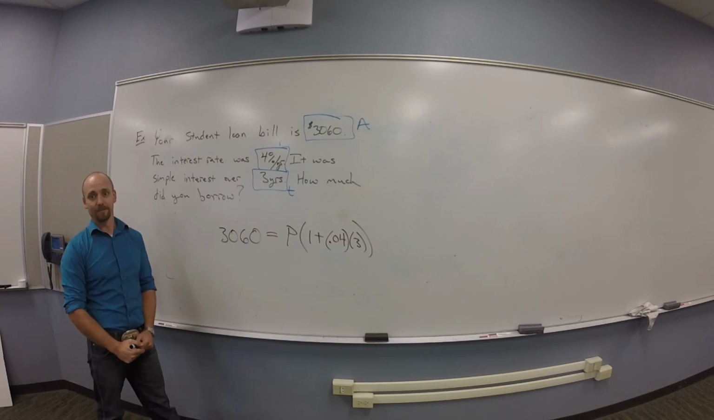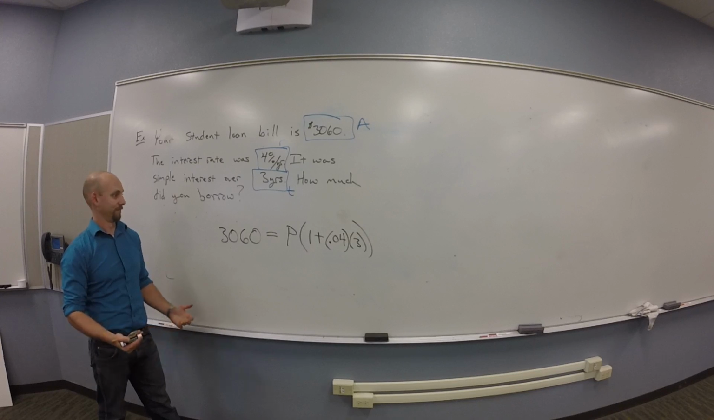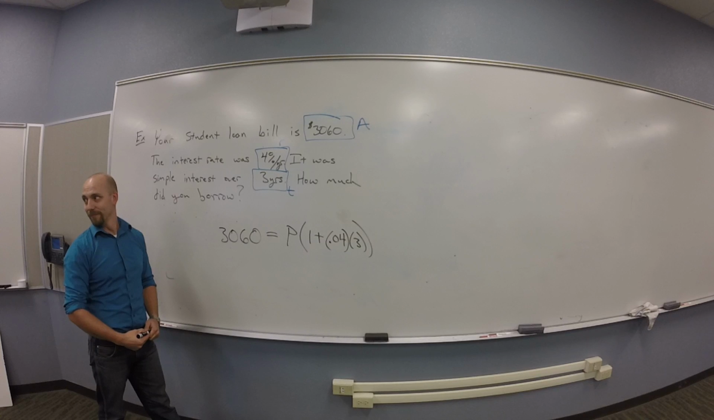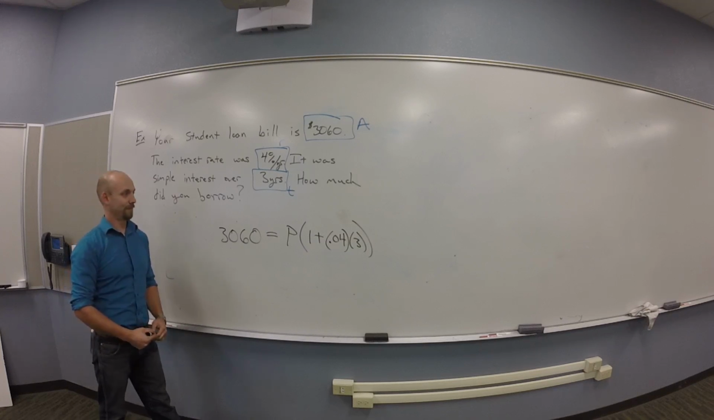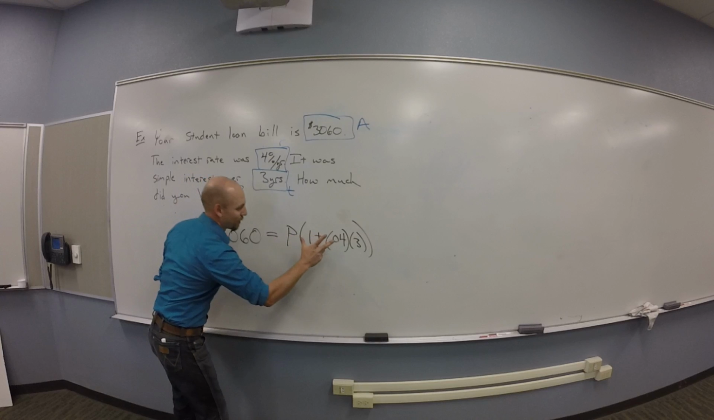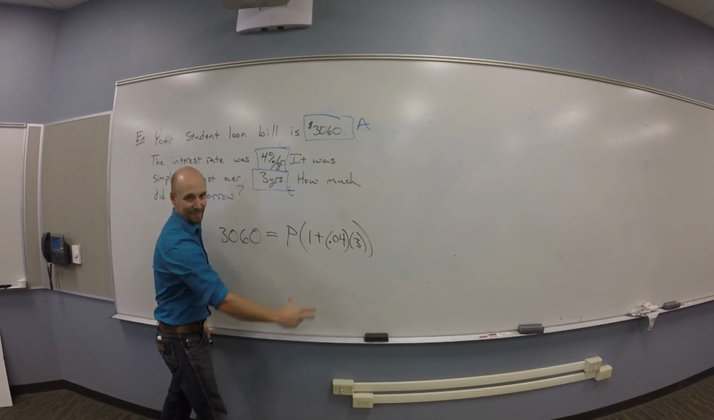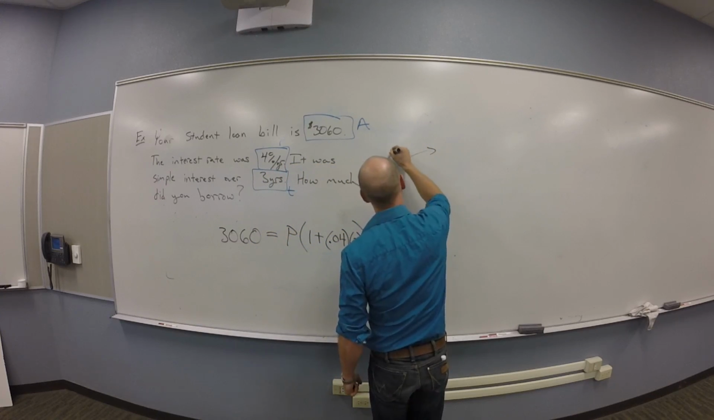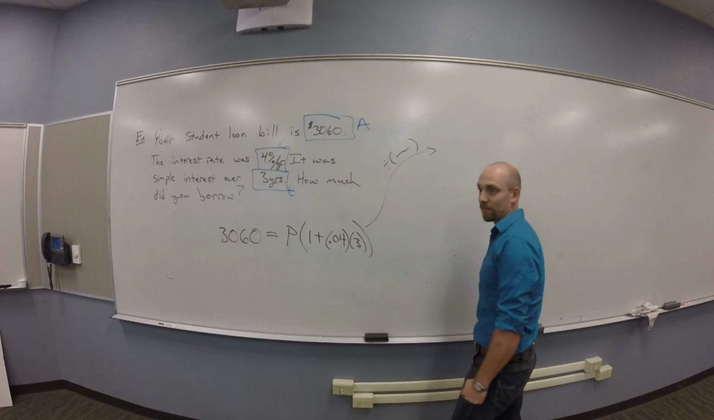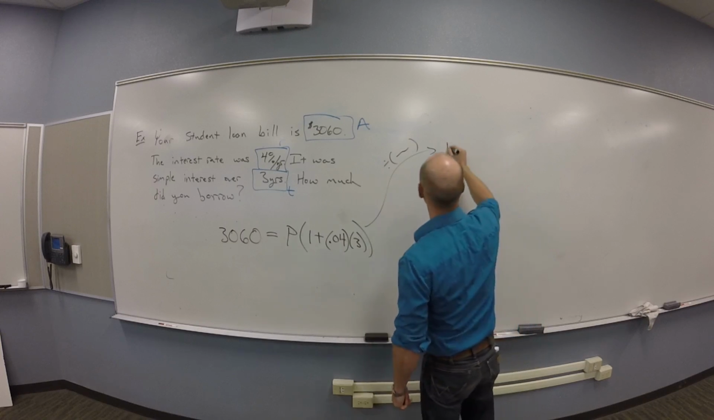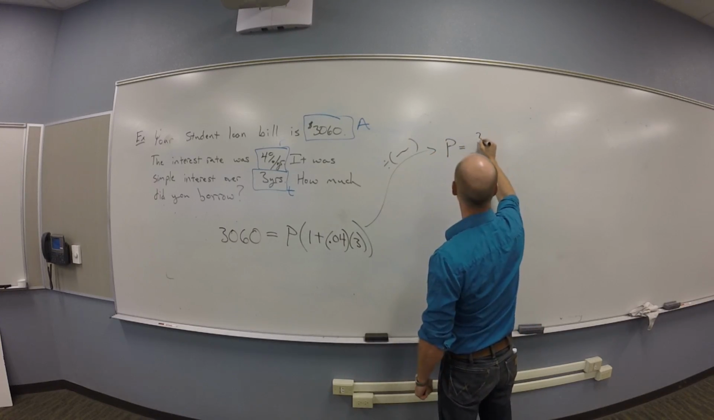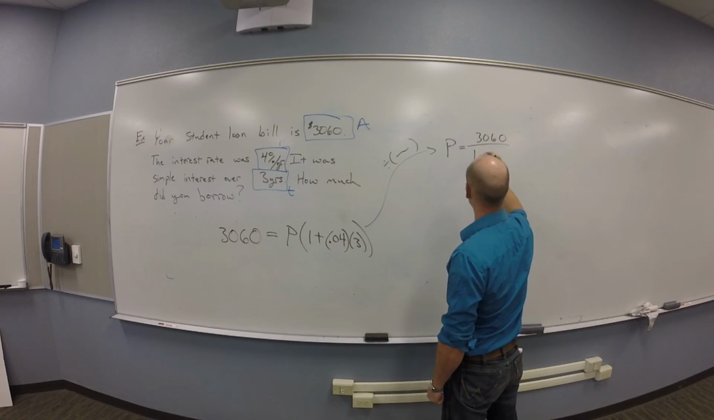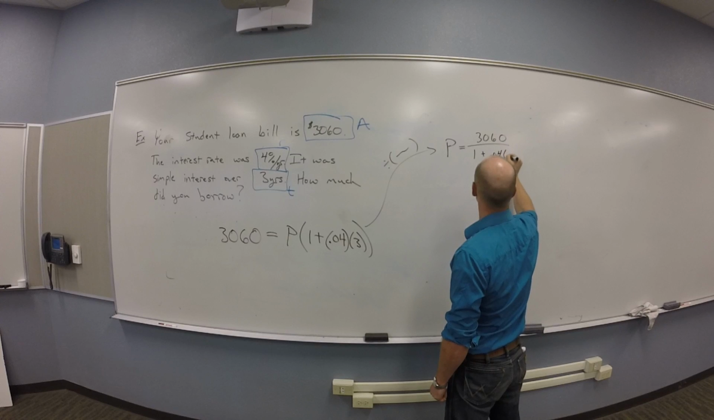You'll want to get the 1 plus all that into one number if you can. Just divide everything by this, 1.12. So I'm going to divide both sides by whatever is in the parentheses. Right? So I'm going to get P is $3,060 divided by 1 plus 0.04 times 3.